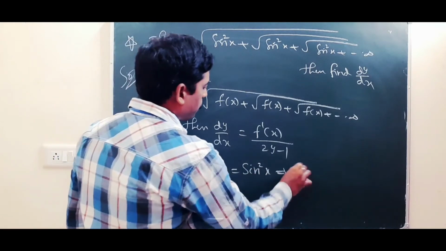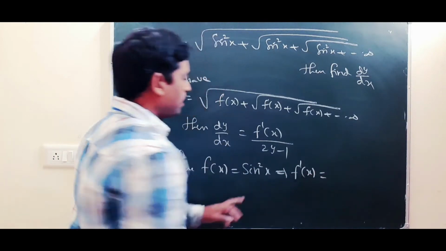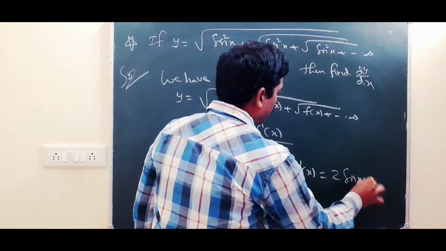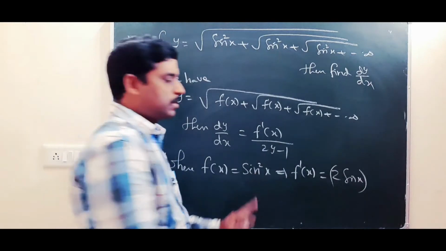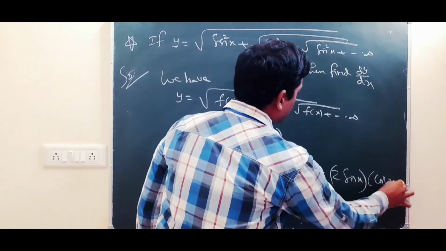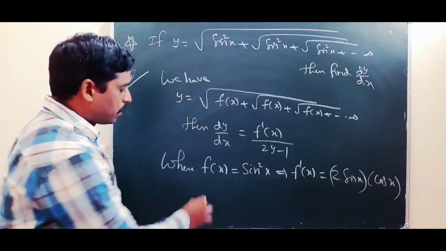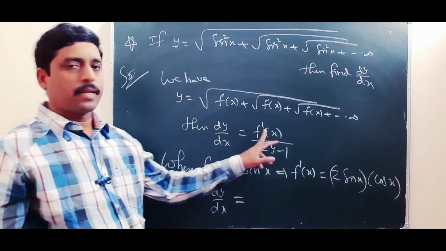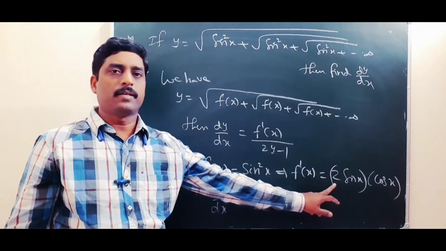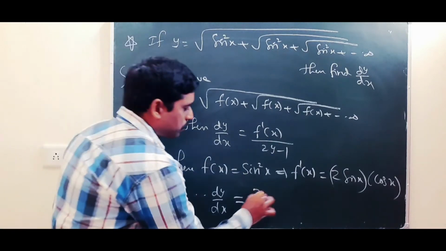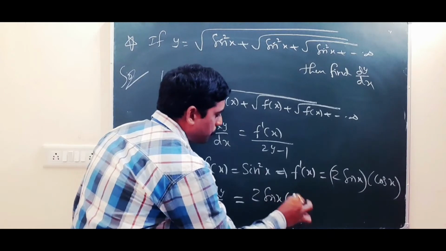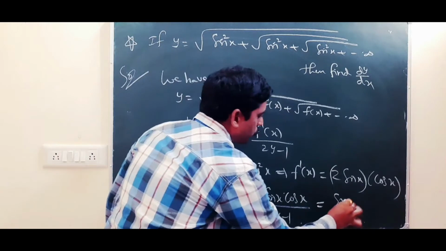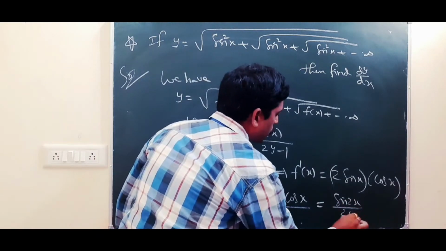So the derivative of f(x) will be f'(x). The differentiation of sin^2 x is going to be 2 sin x, but the differentiation of sin x is cos x, by using the chain rule. What is required? dy/dx. So the f'(x) value we got is 2 sin x cos x, and 2 sin x cos x is nothing but sin 2x, so dy/dx is sin 2x by 2y minus 1.